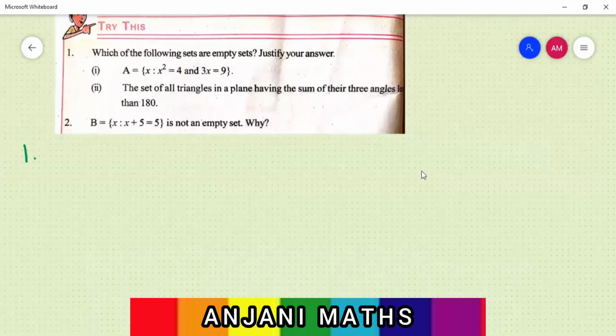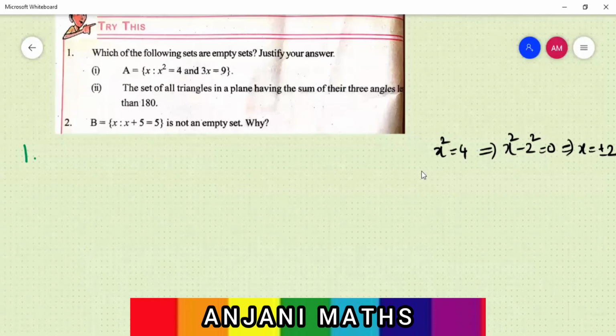So what is the set A? A equal to the set containing x such that x square equal to 4 and 3x is equal to 9. That means x should satisfy both the equations x square equal to 4 and 3x is equal to 9. Let us solve x square is equal to 4. x square minus 2 square equal to 0. So what about the values of x? Plus or minus 2.